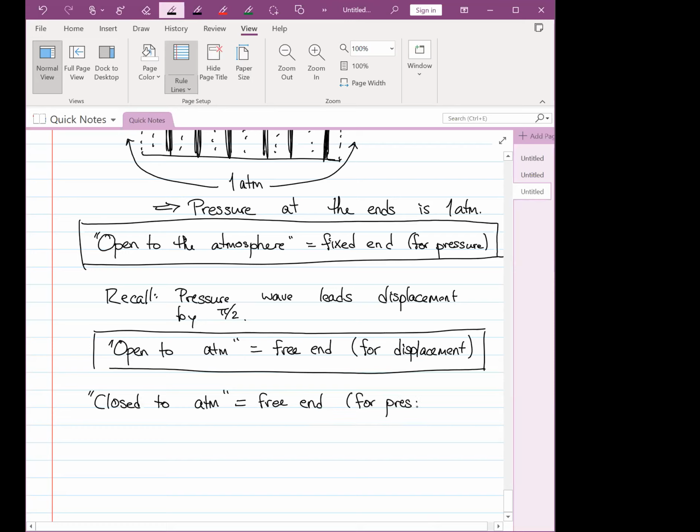And then we can do the same thing for the motion, and that one should also be intuitive. If both ends are closed, the particles can't move outside. They just get stuck and then they bounce off. So this would be a fixed end for displacement.